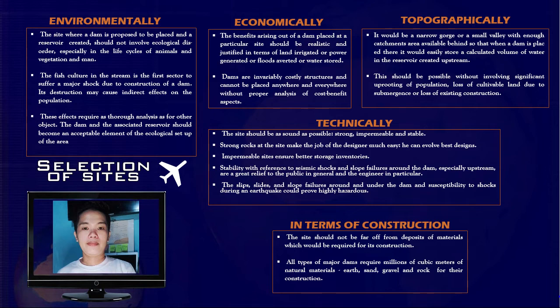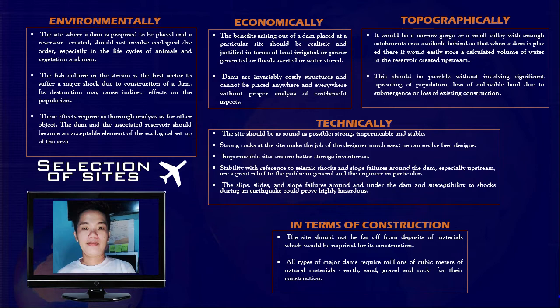Topographically, it would be a narrow gorge or a small valley with enough catchment area available behind so that when a dam is placed there, it would easily store a calculated volume of water in the reservoir created upstream. This should be possible without involving significant uprooting of population, loss of cultivable land due to submergence, or loss of existing construction.